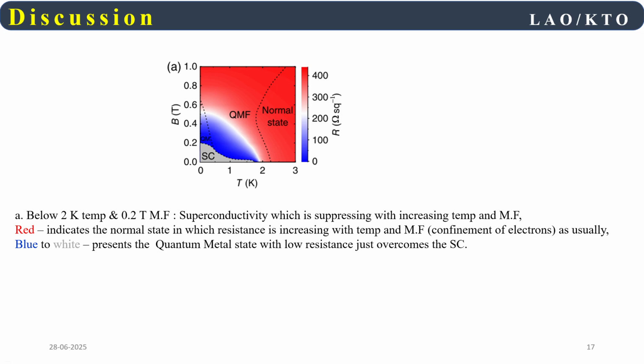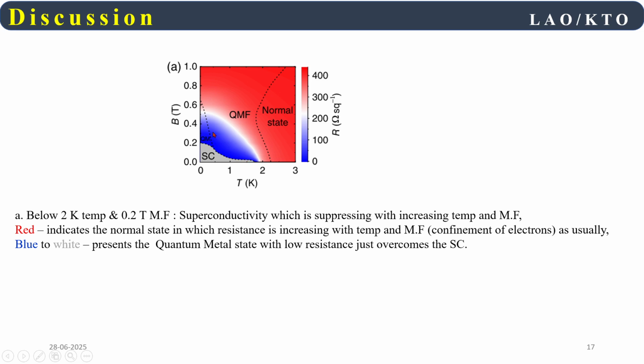With the magnetic field, the magnetic field rotates the direction of the electrons, and it tries to confine the electrons at a particular region. And with this, in the normal state case, the resistance is continuously increasing, and these are the important regions, below this one, the quantum fluctuations and the quantum metallic state.